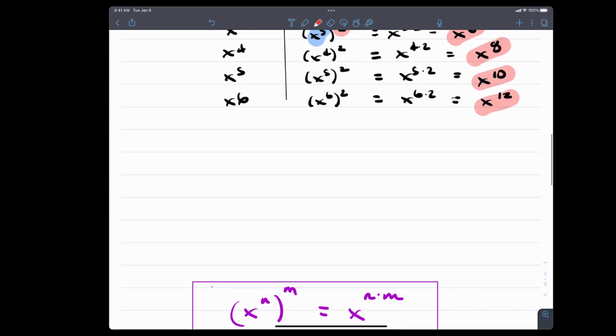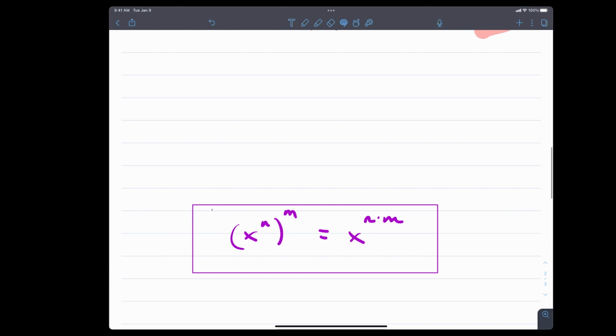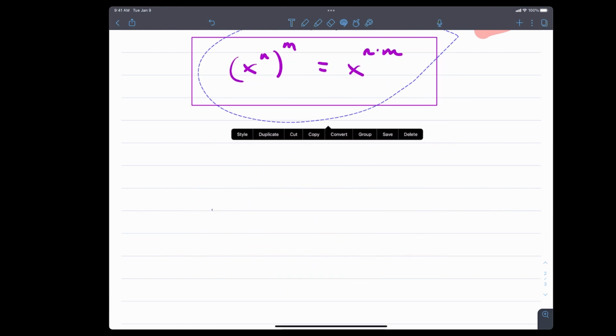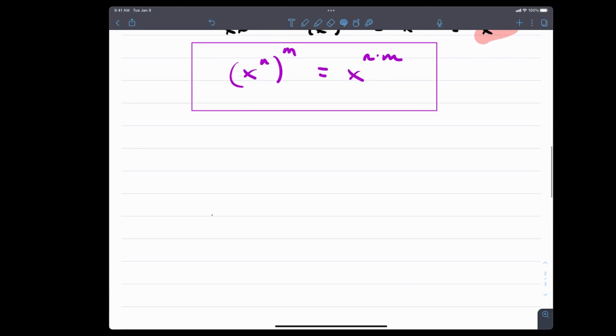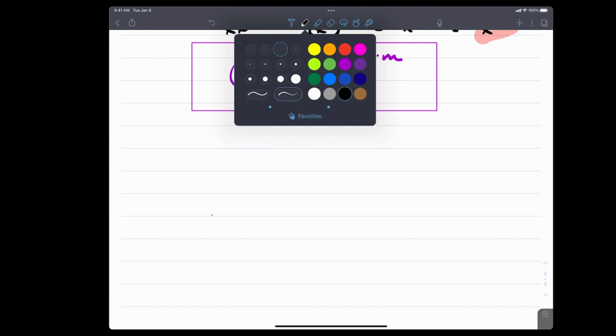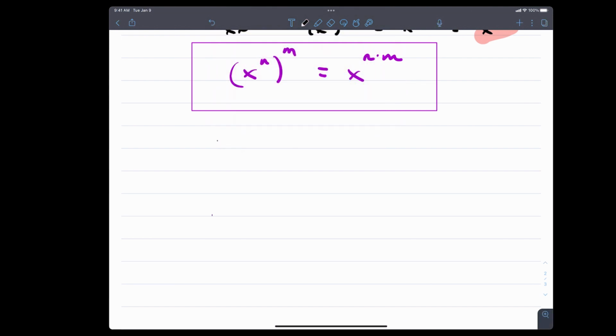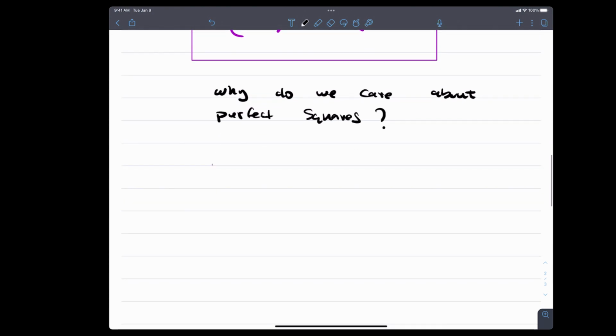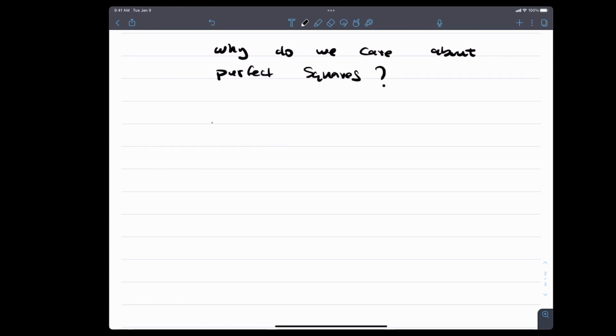Now, I'm going to give you guys this big question here. So I'm going to put that here in purple from beginning algebra. Here's the big question they want to ask, right? Why do you think we care? So I'm going to write this down. Why do we care about this thing called perfect squares? Why do we care about perfect squares?